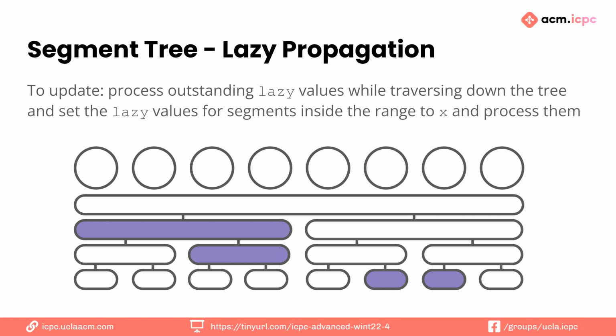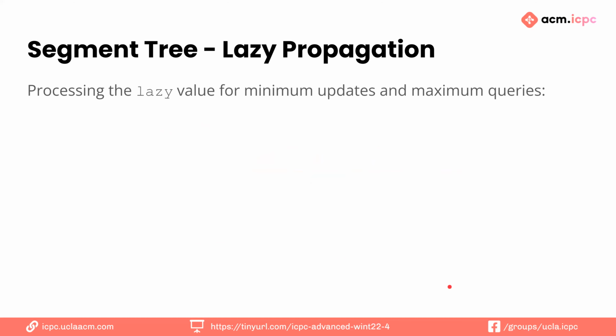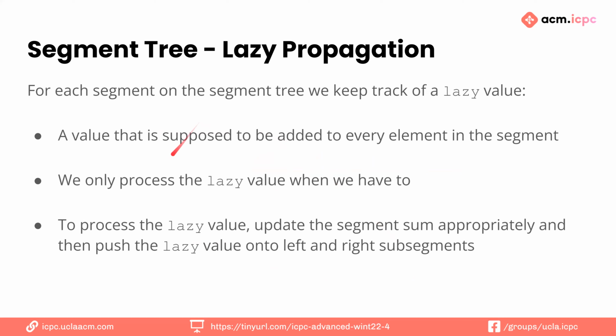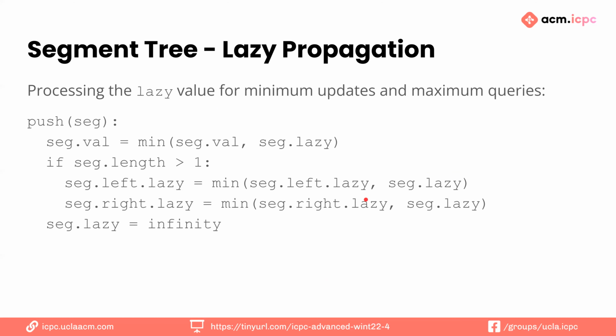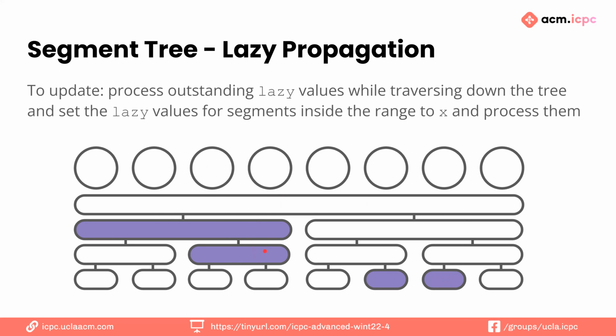I have this example. Suppose we want to update this range with some x. These purple nodes denote an outstanding lazy value. As we said, we only process lazy values when we have to, so we might have some lazy values in our tree that we haven't processed. These are those values. We start from the root, and then it's the same thing as a query.